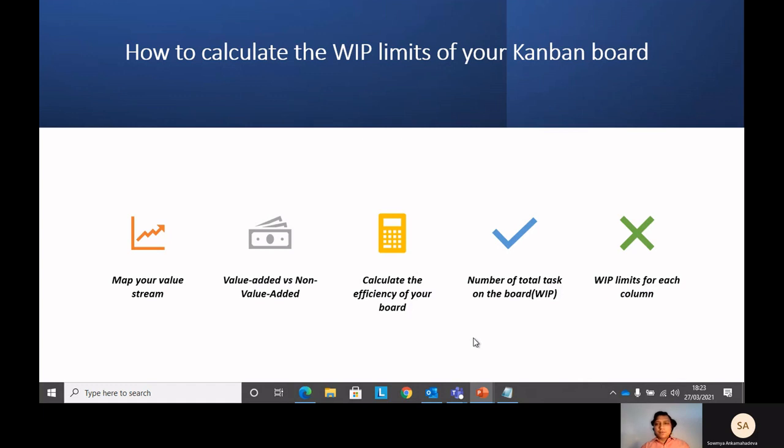How to calculate the WIP limit of your Kanban board. Basically, it consists of 5 different steps. First, you have to map your value stream. The second one is you have to know what is value add versus non-value add item on your board. Third is how to calculate the efficiency of your board. Fourth is the WIP limit of your complete board. And fifth is the WIP limit of each column of your board. So we are going to cover each one in detail in upcoming slides.